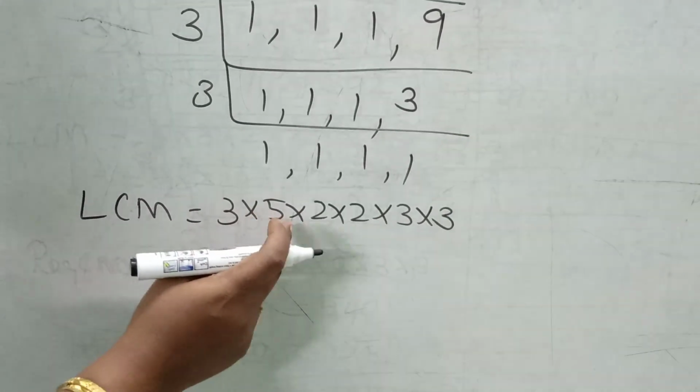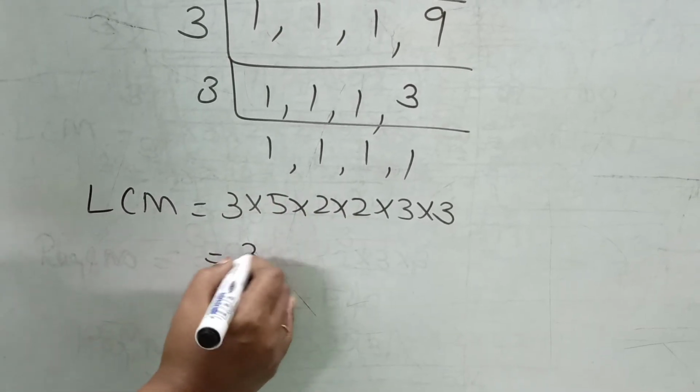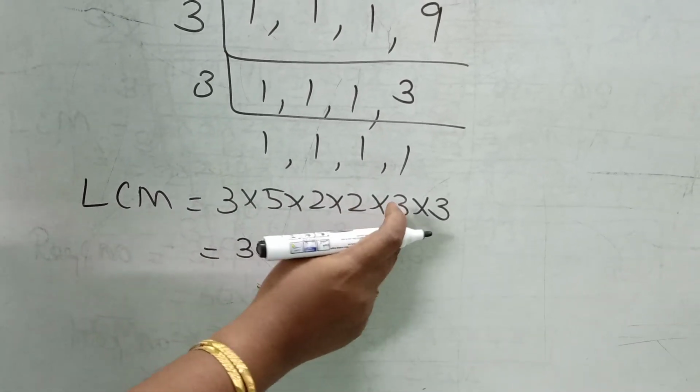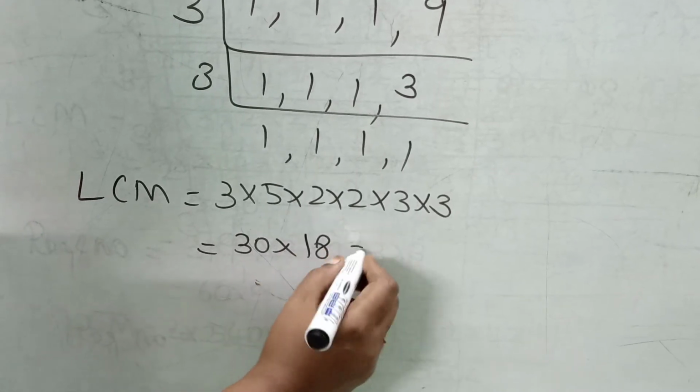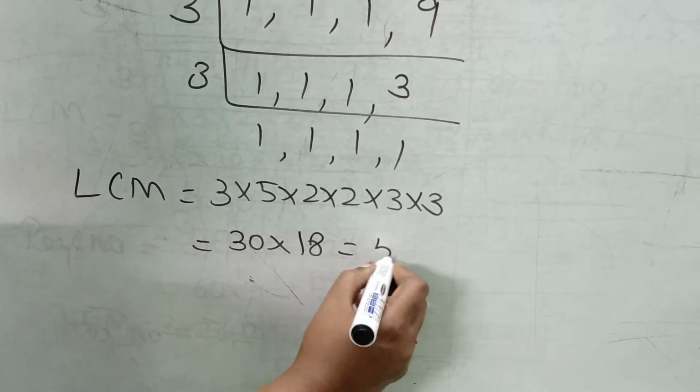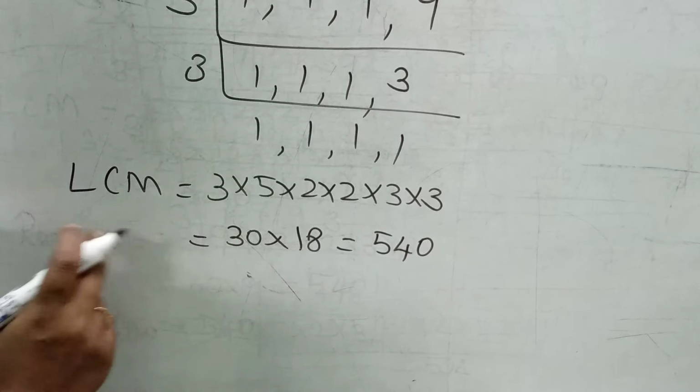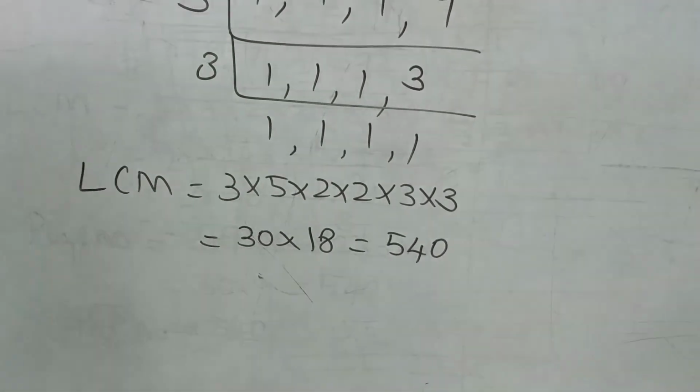We multiply the terms. 3 5s are 15. 15 2s are 30. 30 3s are 90. 90 6s are 540. Therefore, required number is 540.